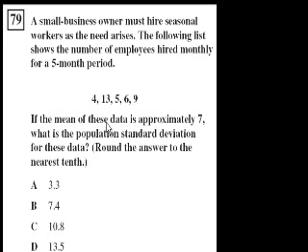If the mean of these data, remember data is a plural, I always say "this data," but if they correctly say, if the mean of these data is approximately 7, so the mean is just the average, right? So they're saying the average of these numbers is 7. Fair enough. If you add all of these up and divide by 5, you'll get approximately 7. What is the population standard deviation for these data?